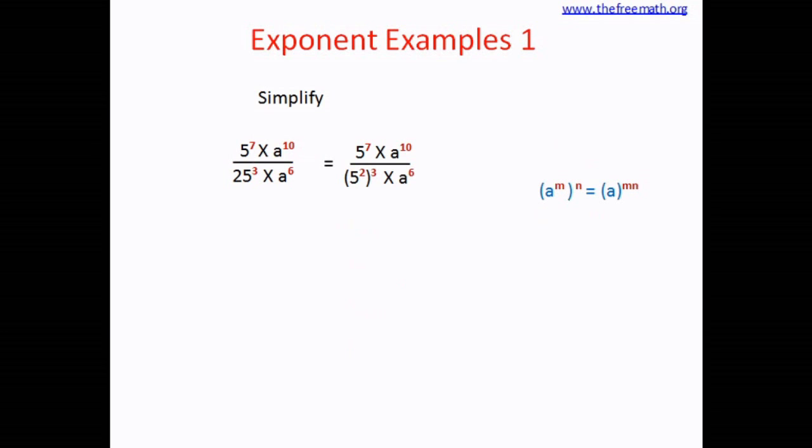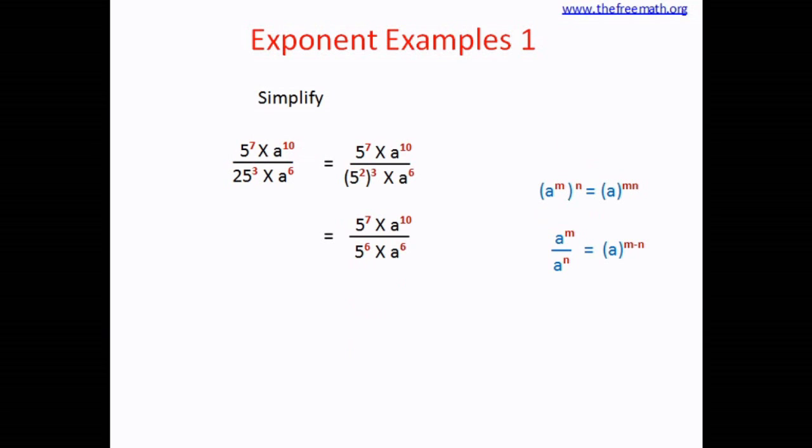Now we know the rule for power of a power. So let's multiply 2 by 3. 2 3s are 6. So now the denominator looks like this: 5 to the power of 6 multiplied by a to the power of 6. The numerator remains as is. Now you can divide the numbers with the same base, and for that we subtract the exponents.